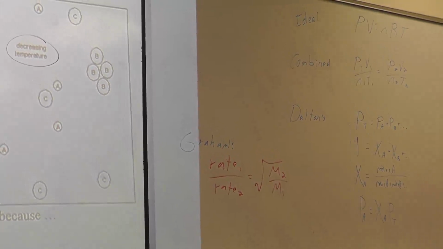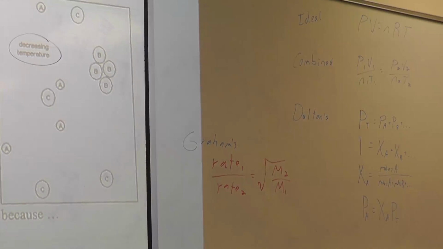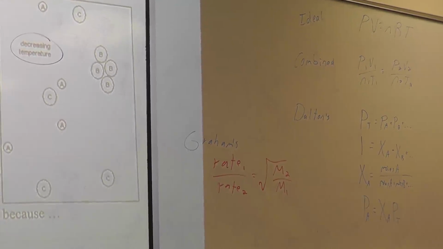And then there were some, like that one that we did that collected over water, one where it had a little bit of Dalton's and a little bit of ideal, both in the same problem. Let's try one like that.